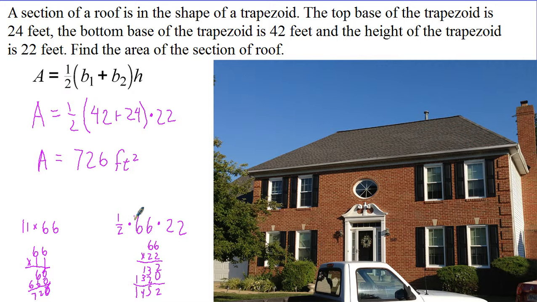But notice that that only calculates the 66 times 22. Now I have to find half of that. Half of 1452. Well, half of 1400 is 700. Half of 52 is 26. I could have done that by traditional long division. That is 1,452 divided by 2, and then out would come the 726.